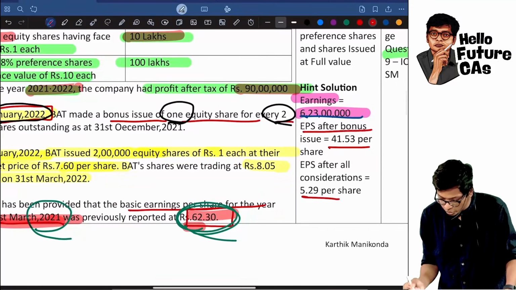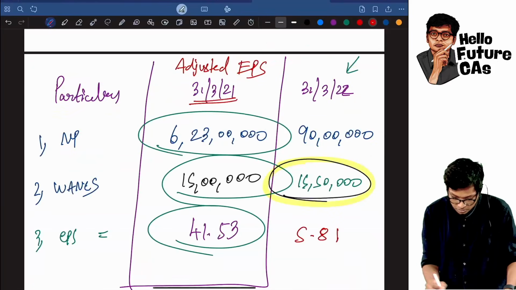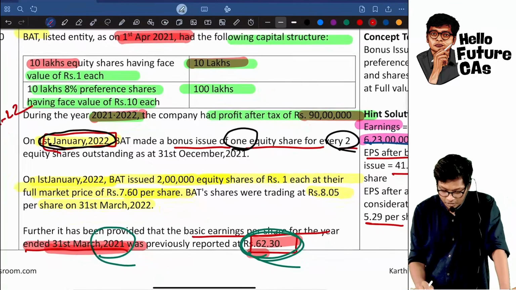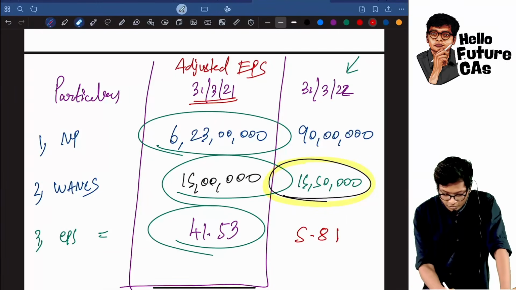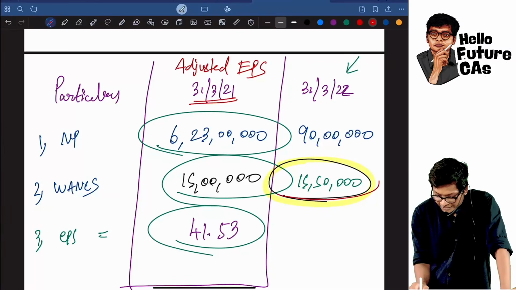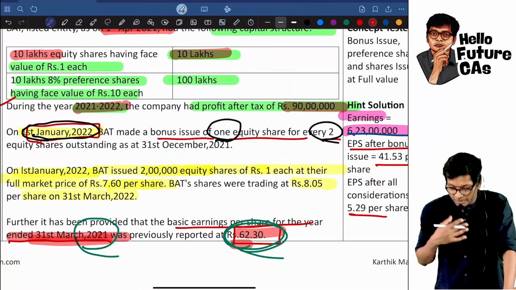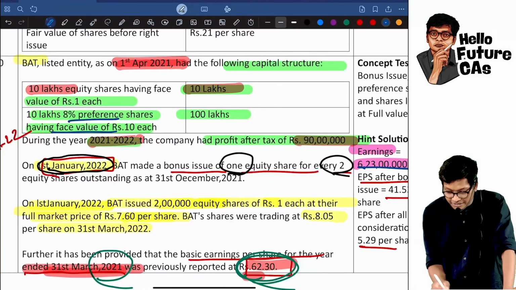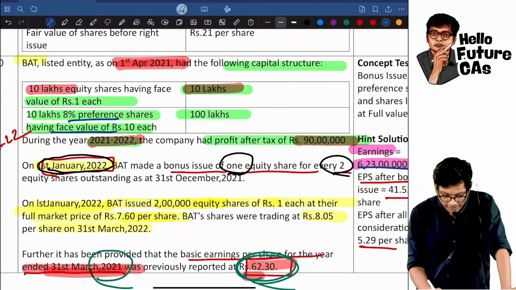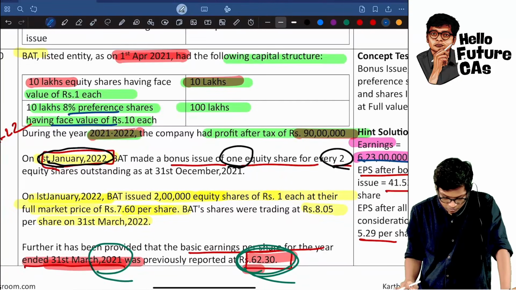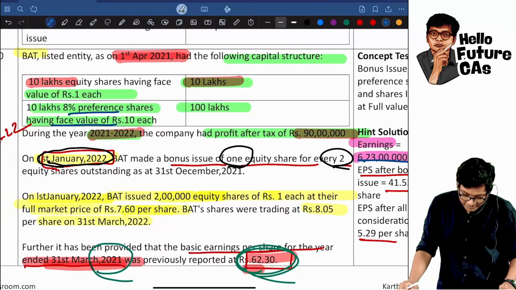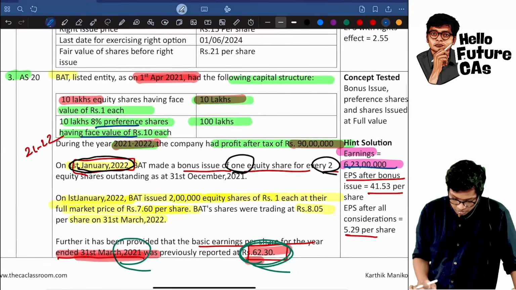I don't know if it's correct. 5.29 is coming over here. Which one is correct? Okay, we have preference dividend. Not 5.81. We only worried about WANES, we reduced only that, but I also missed it. You also missed it, except Harita who spotted it. One more thing we missed is that preference shares are given in the question. What is the preference dividend? Have they given anything about dividend over here? No, nothing about dividend is given.